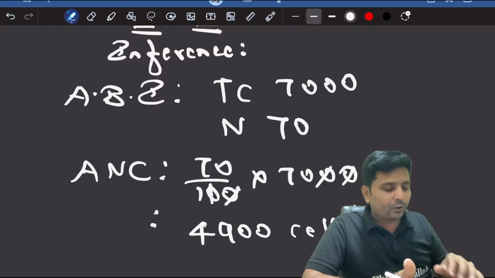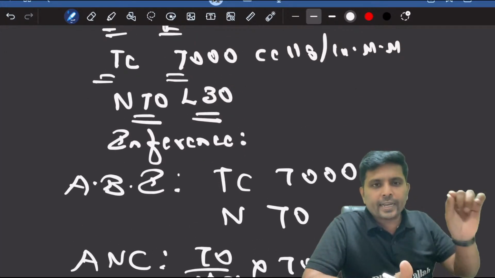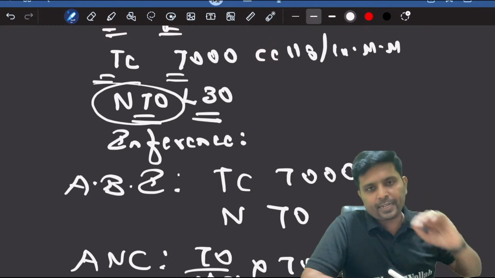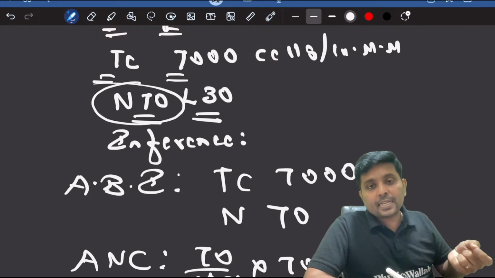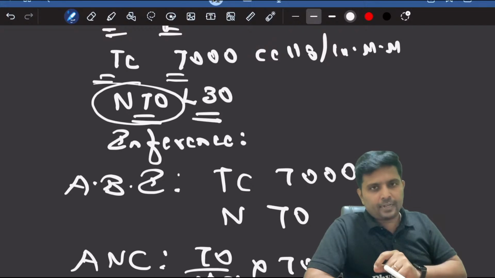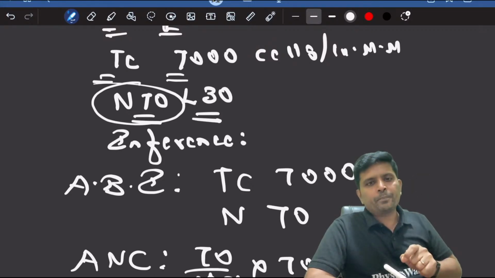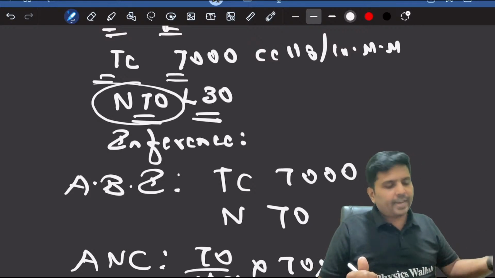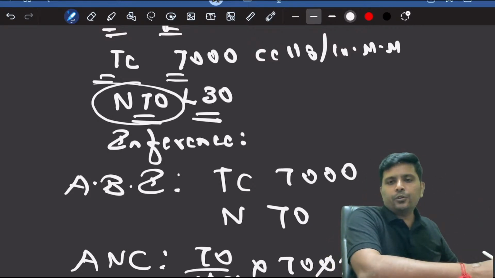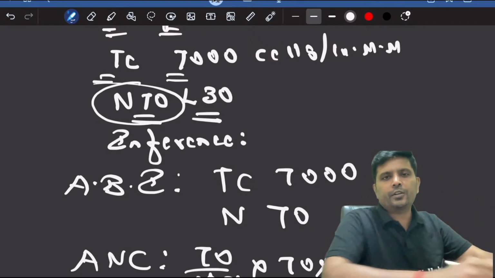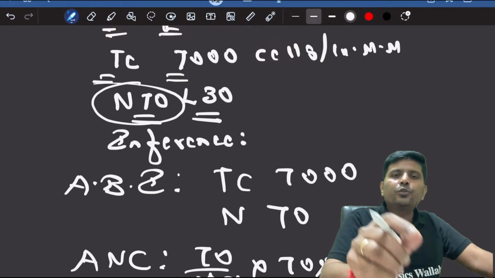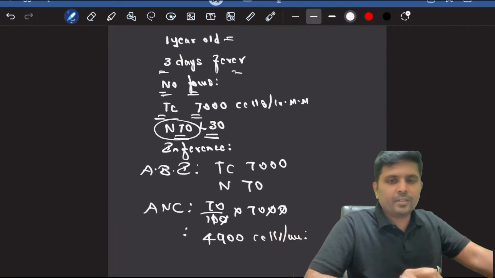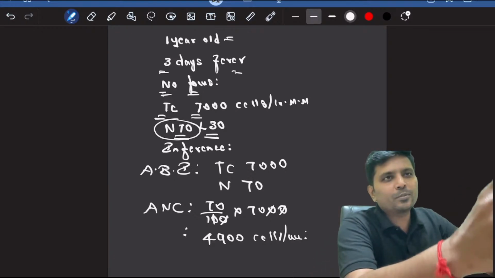So what is the carry home message? Do not get carried away by looking at the percentage. Always it is the absolute count that matters and not your percentage. Percentage can be anything. But for me, I need to derive an absolute neutrophil count and absolute lymphocyte count to say whether it is neutrophilia or lymphocytosis. That is the carry home message. So please do not make this mistake again.